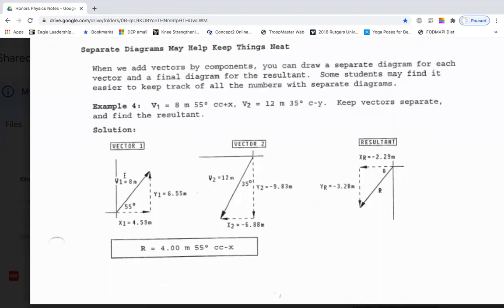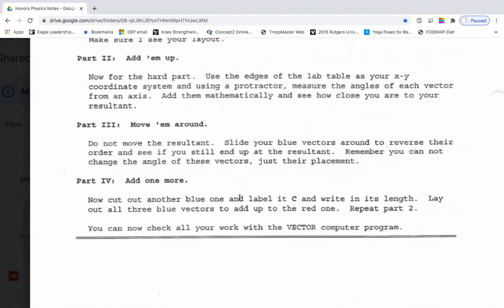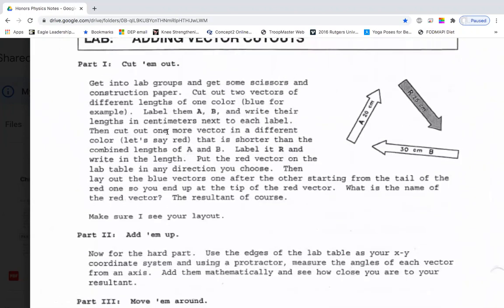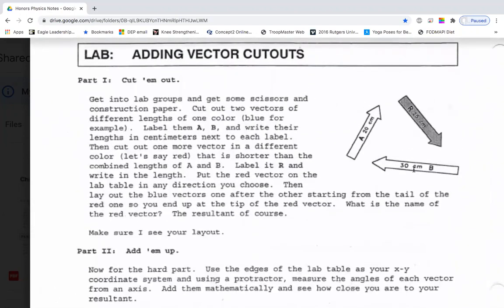You could, for example, have one diagram for vector 1. You could have another diagram for vector 2. You could have another diagram if you tried to add these together, just so that you could keep things nice and neat. So here's an example. Here's all the math. You can cover this up and test your abilities. Now, can you move the vectors around on a diagram? Once you set up a scale, you're allowed to move these vectors anywhere you want to, but you can't change their direction once you establish what that direction is.